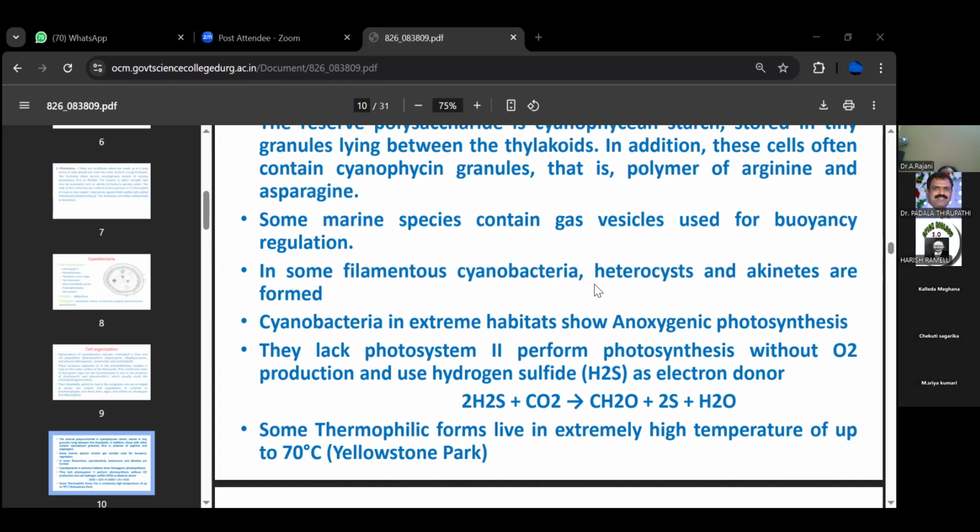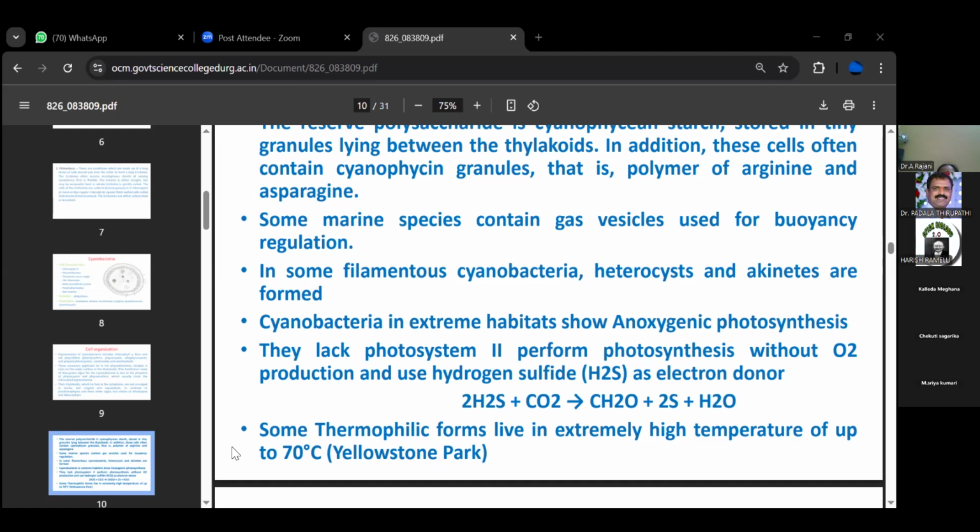Some filamentous cyanobacteria form akinetes also. And cyanobacteria in extreme habitats show anoxygenic photosynthesis, lacking oxygen production. You know what the systems PS1 and PS2 are. Here, which one is lacking? This is also very important. PS2 is lacking, so they perform photosynthesis without O2 production, using hydrogen sulfide as an electron donor.